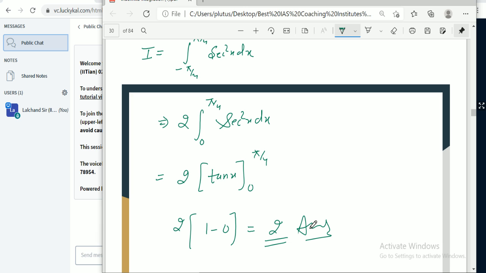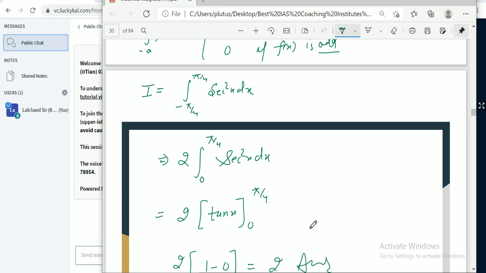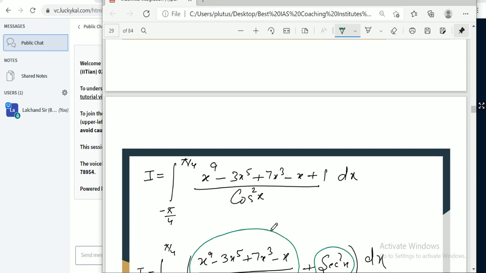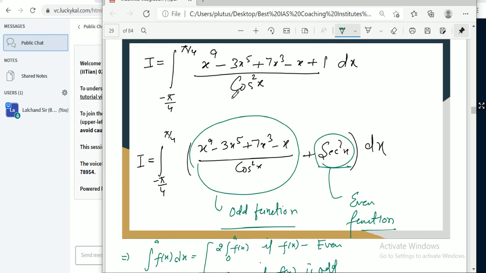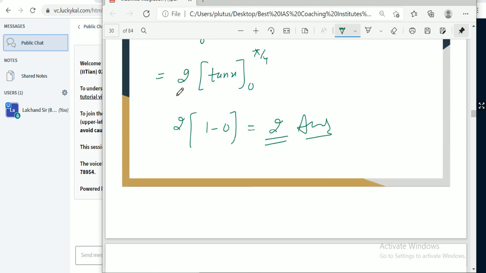Okay, so is there any doubt? This is simply based on even and odd functions. If the equation is complicated, try to analyze on the basis of even and odd function, if the limit is from minus a to plus a. So there is a hint by looking at the limit always. All right.